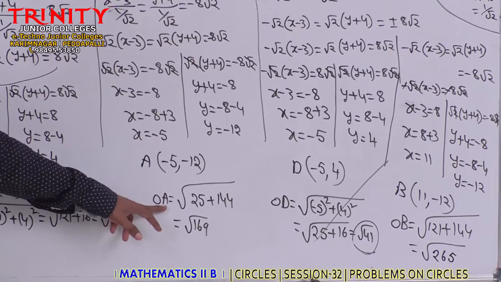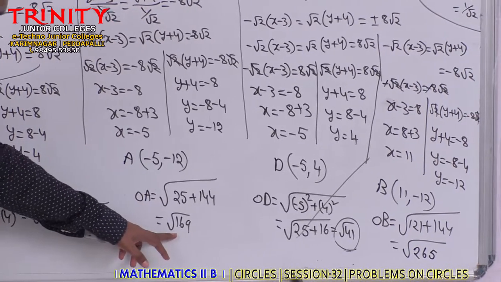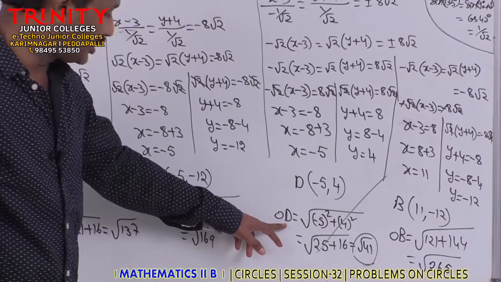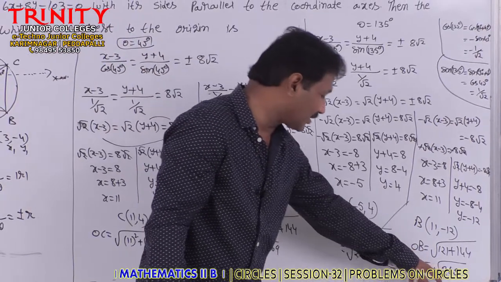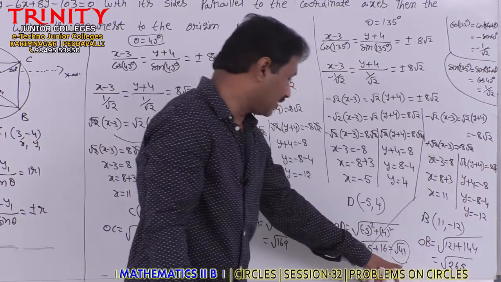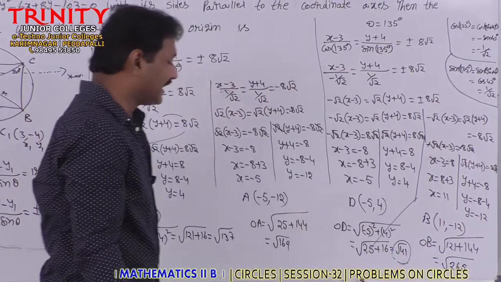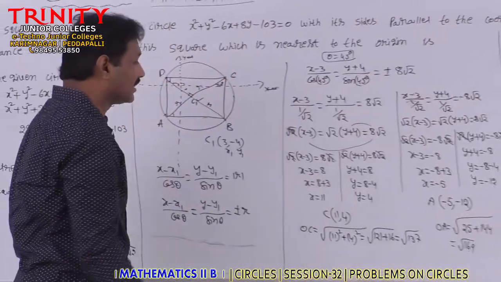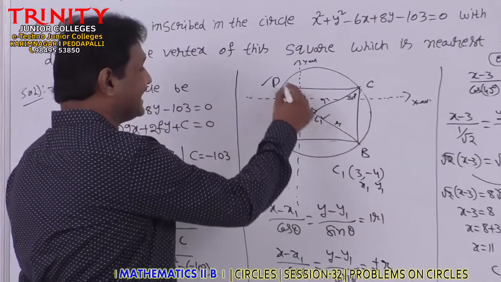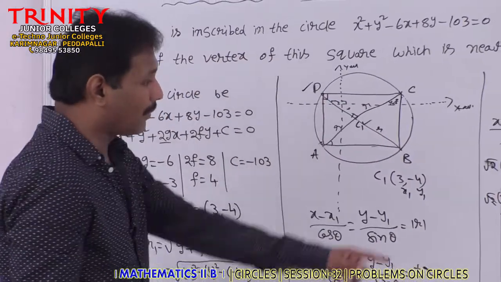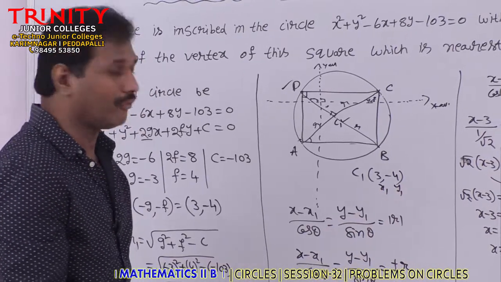The distance from origin to vertex A is root 169. The distance from origin to point D is root 41. The distance from origin to B is root 265. Therefore this is the least value. The nearest point among the vertices of the square is D. D is the nearest point. The point is (-5, 4).